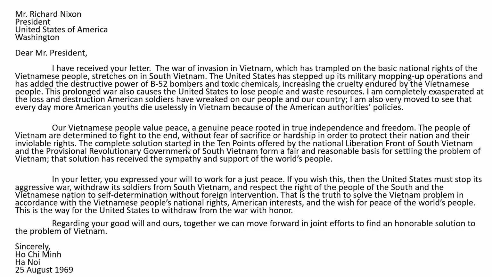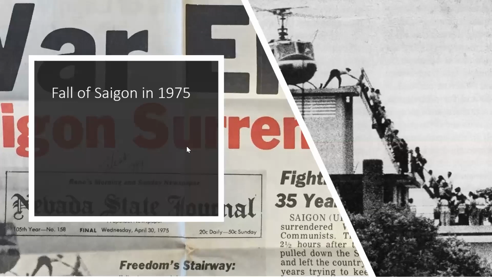Ho Chi Minh wrote this letter to Richard Nixon, trying to offer to sit down to work out a just peace. And in fact, Ho Chi Minh will die later this year in 1969, and we'll get to see the end of the Vietnam War and the unification of his country. Ultimately, Richard Nixon did campaign on putting an end to the Vietnam War. Richard Nixon does get elected in 1968.